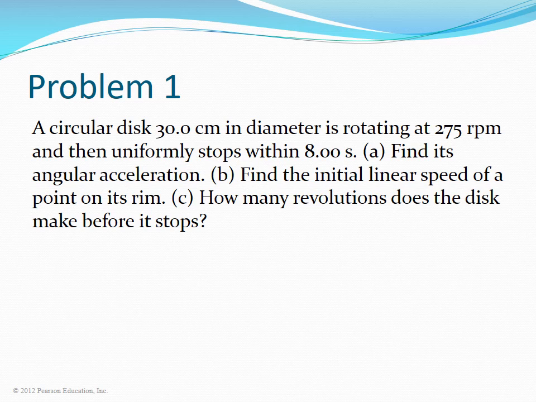A circular disc 30 centimeters in diameter is rotating at 275 RPM and then uniformly stops within 8.00 seconds. Find its angular acceleration, find the initial linear speed of a point on its rim. How many revolutions does the disc make before it stops? Pause the video to work on the problem.